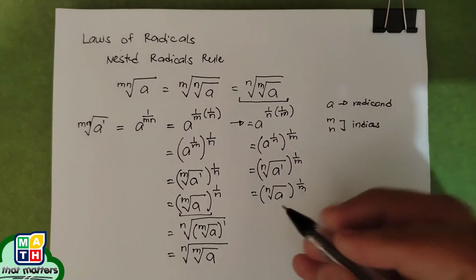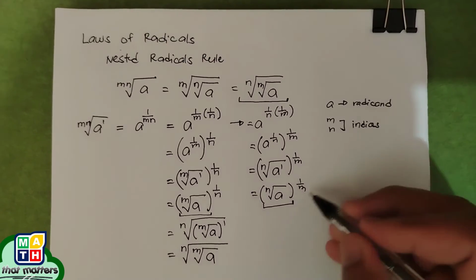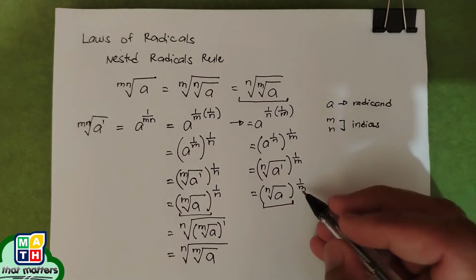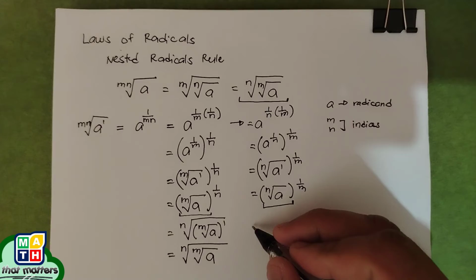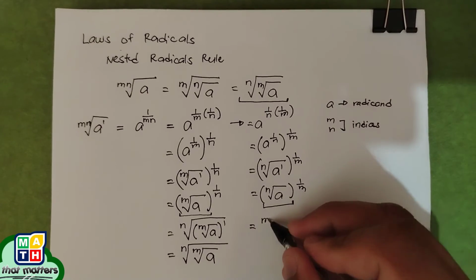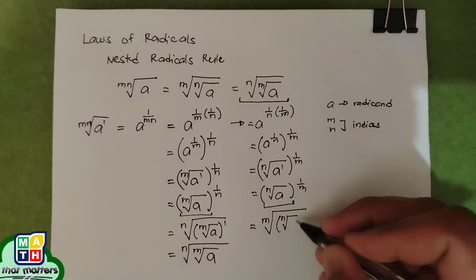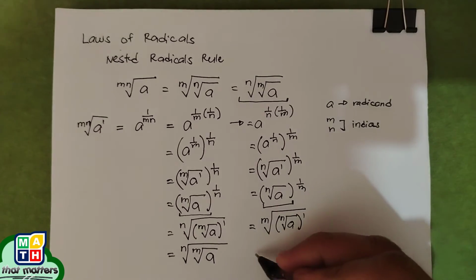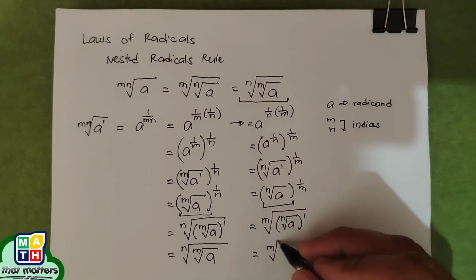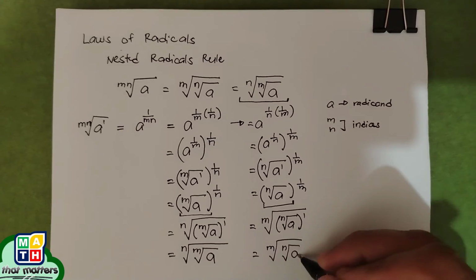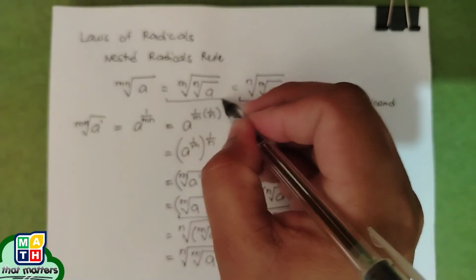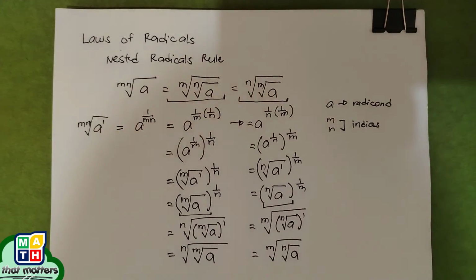Now, we'll be treating this as a whole, and now subjecting that into another fractional exponent. So this becomes the mth root of this entire expression as our radicand with exponent 1. Basically, it ends up here, the mth root of the nth root of a. So we have shown the two statements for the nested radicals rule.